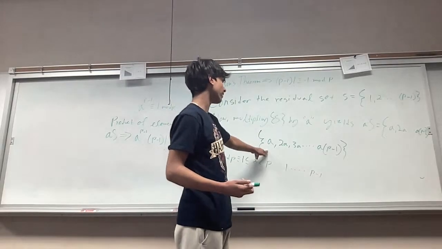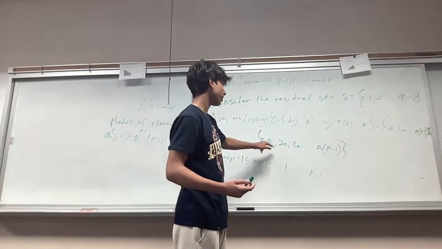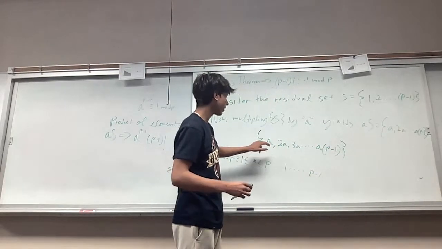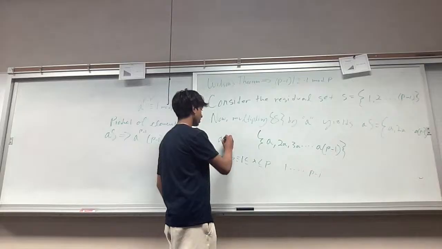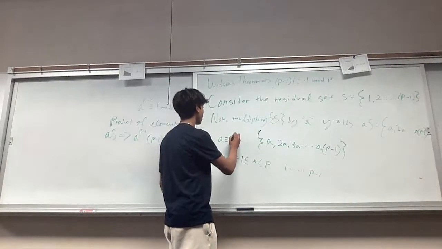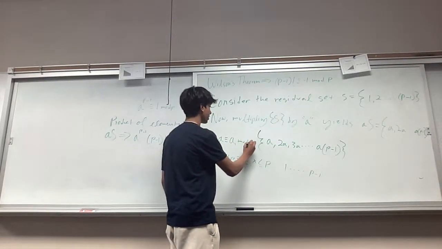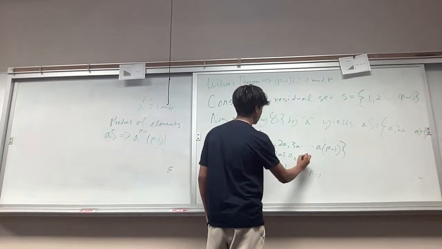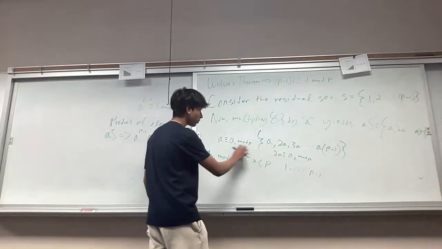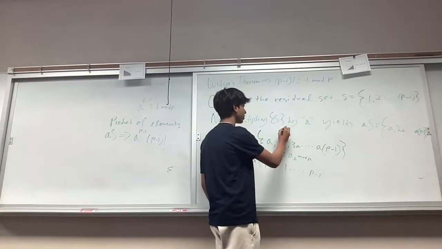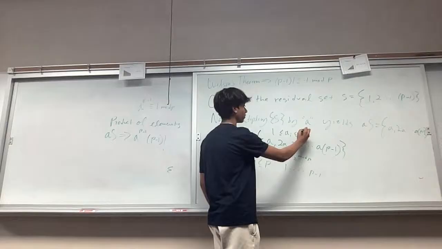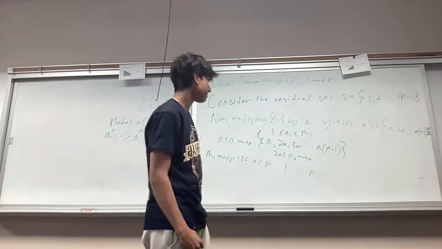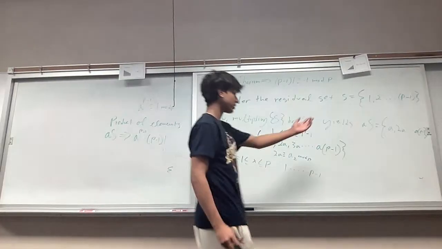Why is that? Because A doesn't divide P, and none of these small numbers divide P. So the residuals, when you take A mod P, A is congruent to some integer, let's say A1, mod P. 2A is congruent to A2 mod P. All the AIs are going to be in between 1 and what? P minus 1, right? They can never be P or greater, just like the residuals.